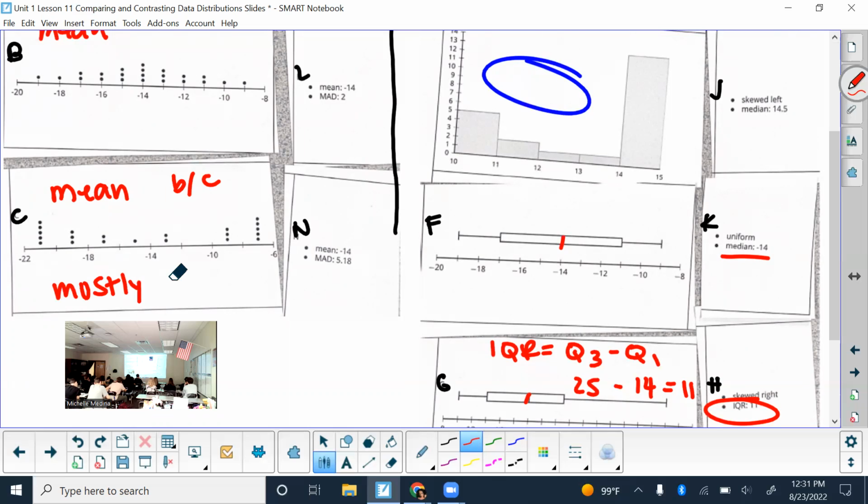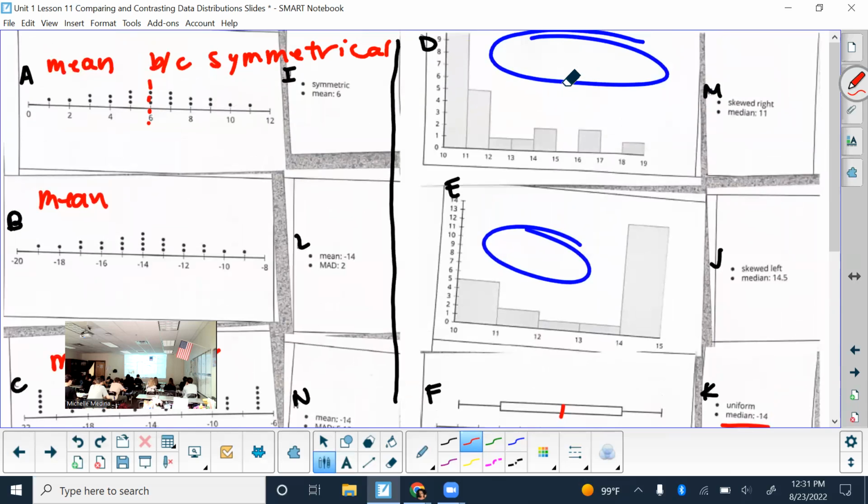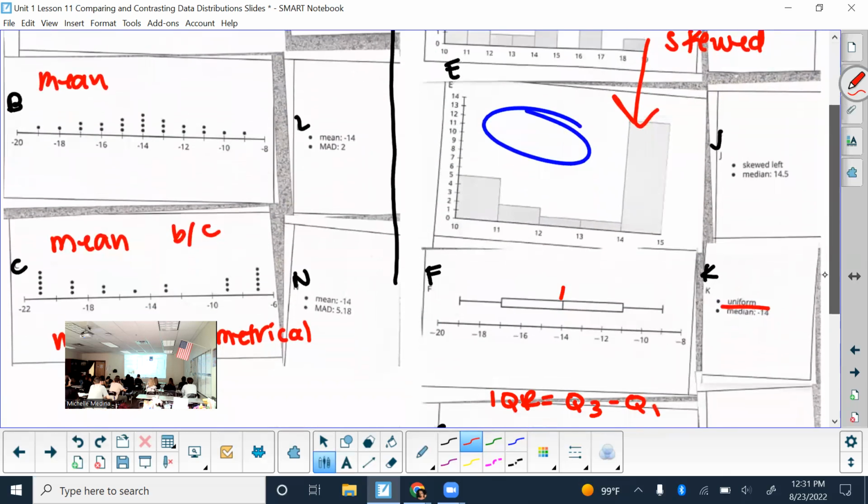All right, if it's completely asymmetrical, then yeah, use the median. But since it's mostly symmetrical, we're going to use the mean. What about data display D? Should I use the mean or median when it's skewed? The median. Because it's skewed, because it's not symmetrical. I'm going to put because it's skewed. What about E? Good, same thing. It's just skewed in a different direction.